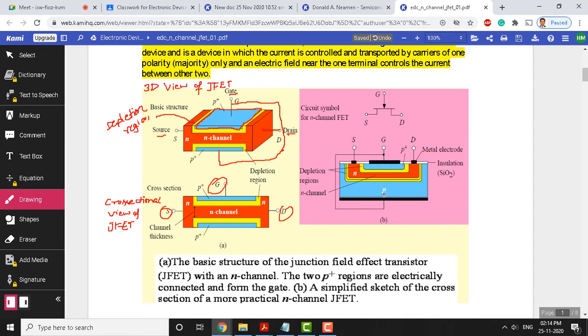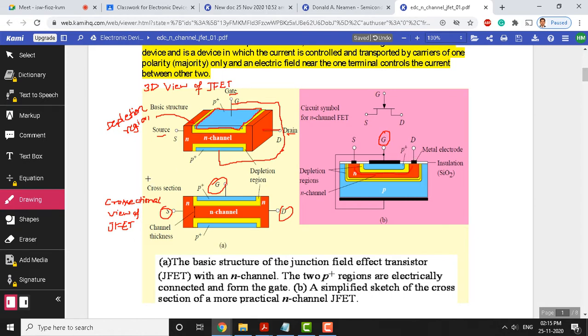The more compact form of the cross sectional view is as shown here. There is a P region here, there is an N region here, and these two P regions are interconnected. That forms the gate here. There is a source at one end of this channel. This is a channel here, as you are seeing here. So at one end of the channel there is a source terminal attached. At the other end there is a drain terminal here.